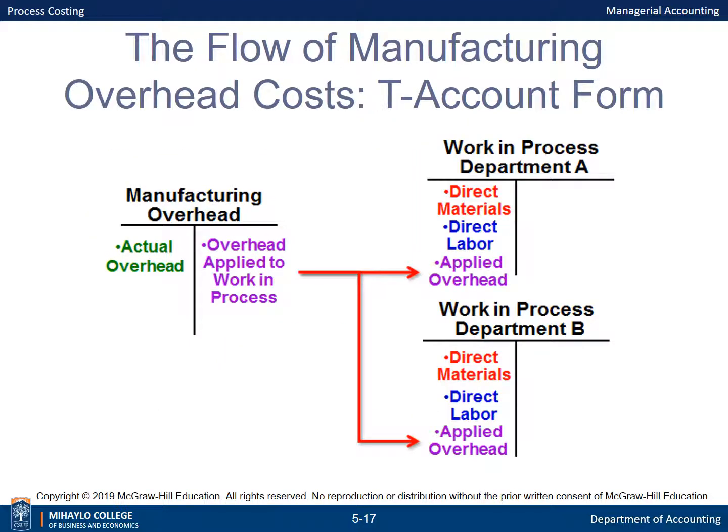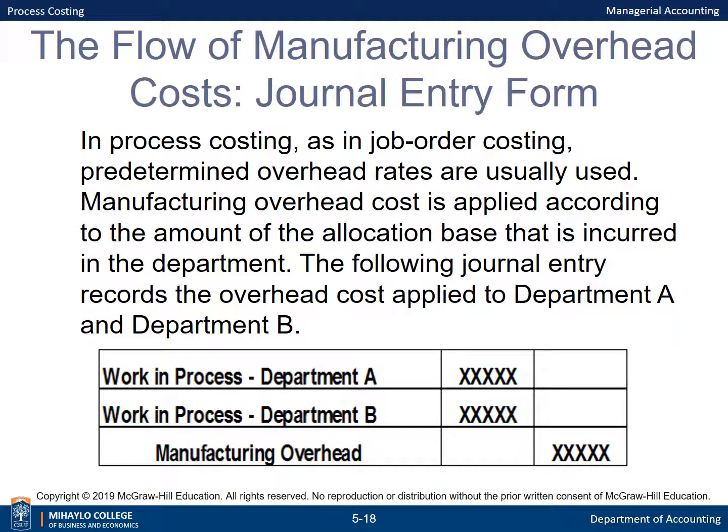Manufacturing overhead is applied to each processing department based on the predetermined rate for each department. Applied overhead is transferred from the manufacturing overhead account to the work in process accounts. In process costing, as in job order costing, predetermined overhead rates are usually used. Manufacturing overhead cost is applied according to the amount of the allocation base that is incurred in the department. The journal entry to record overhead cost applied to Departments A and B is to debit the work in process accounts of the respective departments and credit manufacturing overhead.